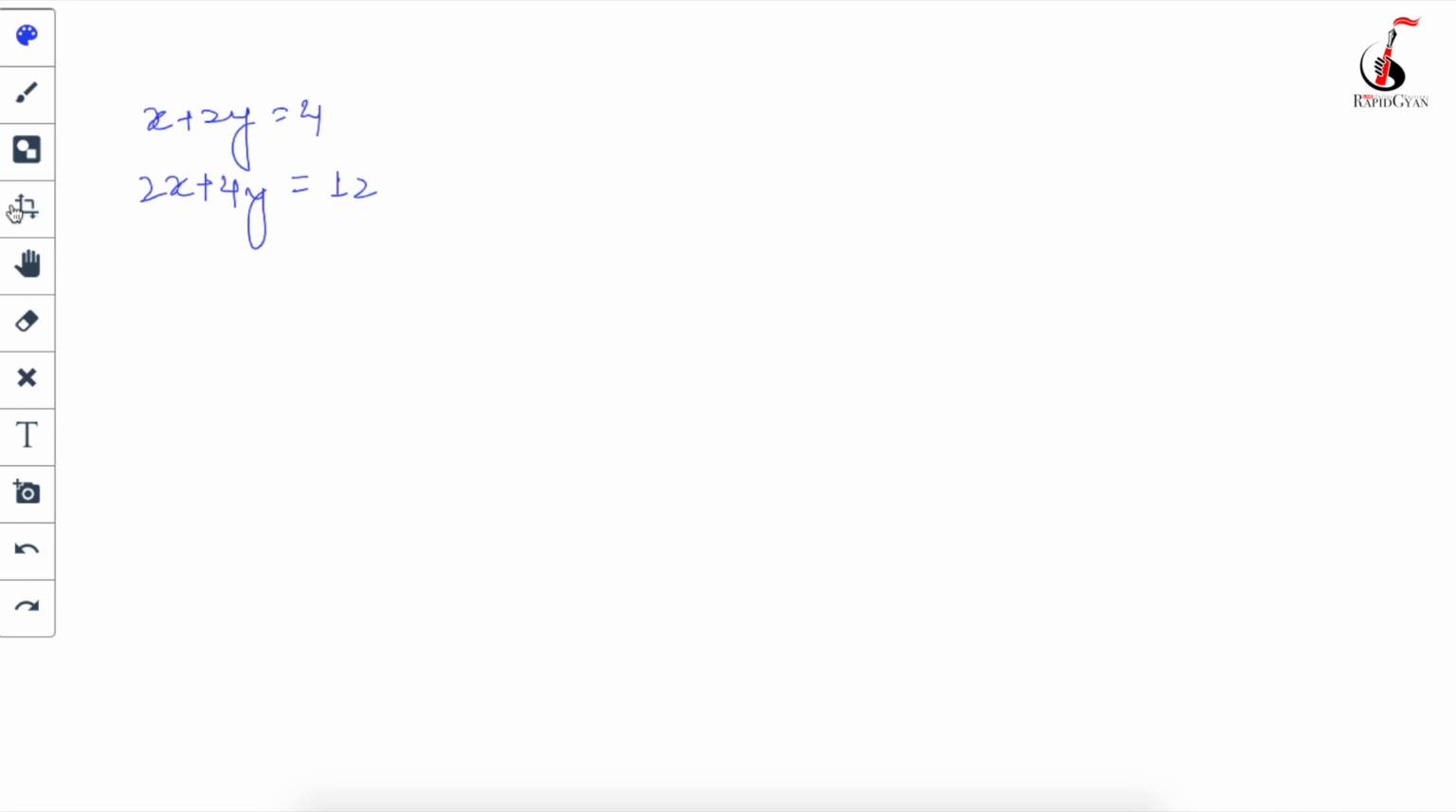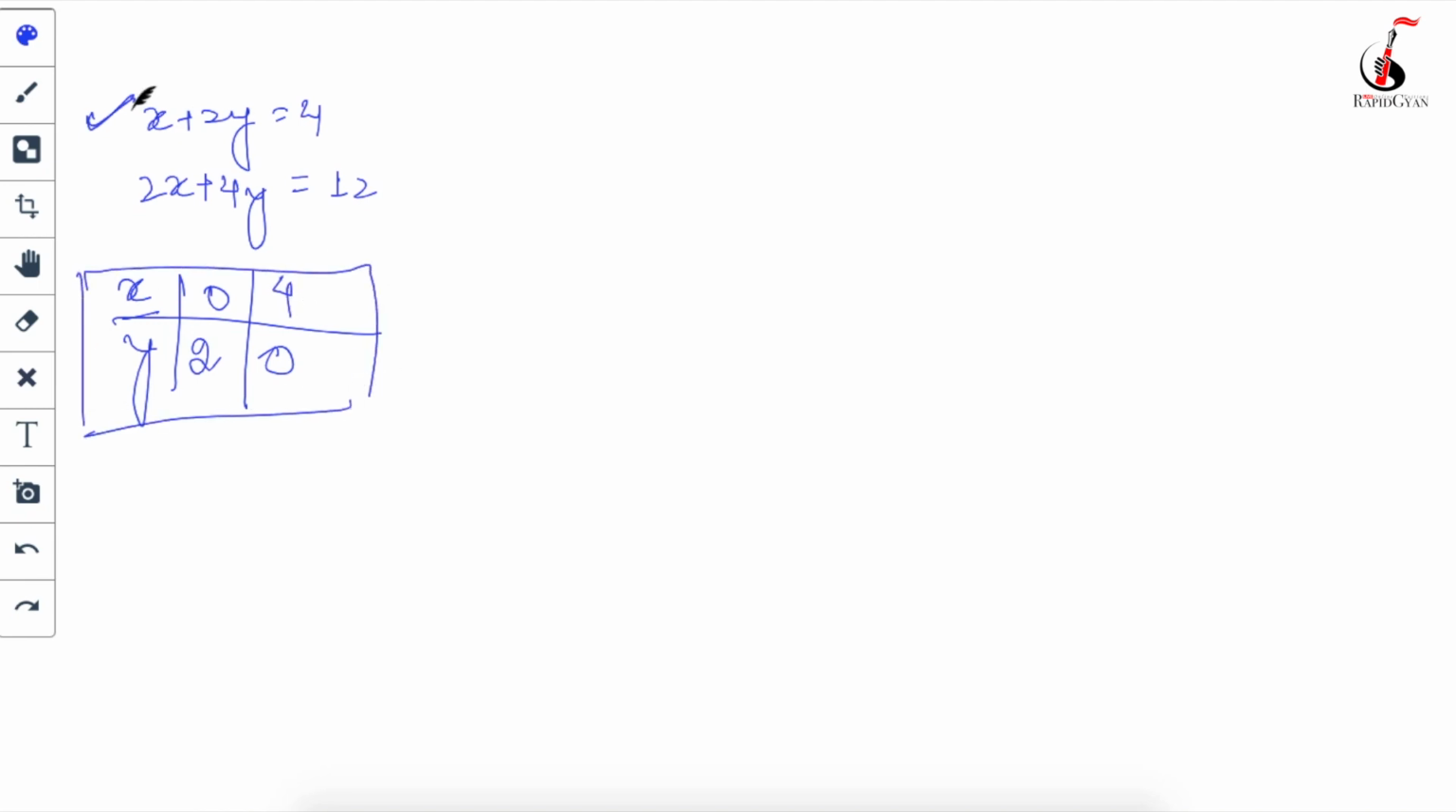Okay. So now take the first equation and find the coordinates. X equal to 0, so y I will get 2. See, 2y equal to 4, so y will be 2. And then I will say y equal to 0. So if y will be 0, x will be 4, correct? So this is the first thing I got.